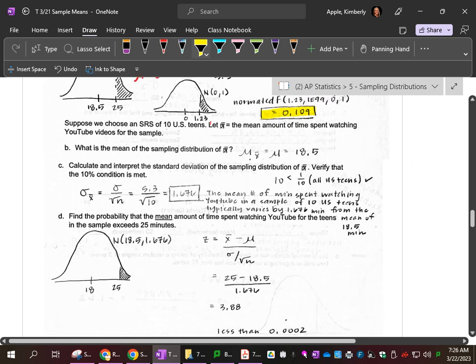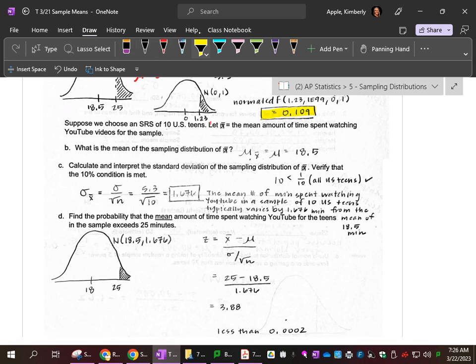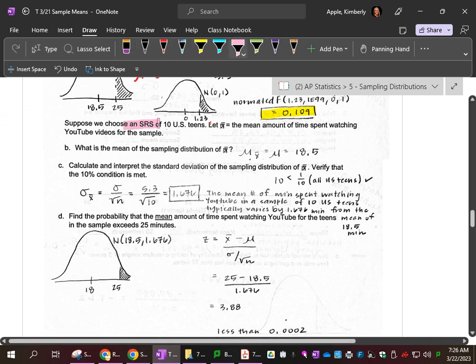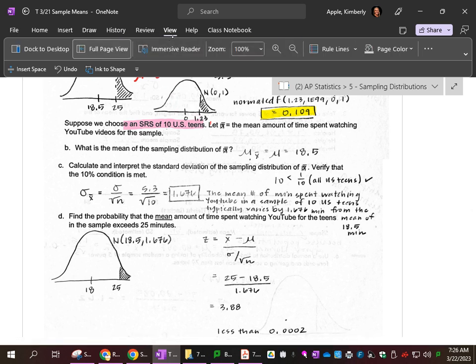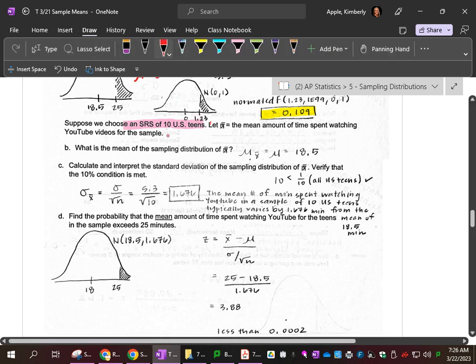So moving on down to B, C, and D, now notice that we are talking about a sample of US teens. And so the sample size here is given as 10. So n equals 10. And x bar is the mean of the amount of time spent watching YouTube videos for that particular sample. So what is the mean of the sampling distribution of x bar? And so that's what this symbol denotes. This is the mean of the sampling distribution of x bar. We know that that is equivalent to the population mean, and so that should be 18.5.